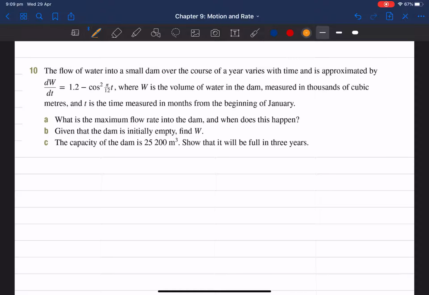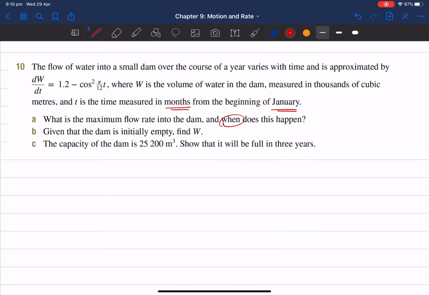Where W is the volume of water in the dam measured in thousands of cubic meters, and t is measured in months from the beginning of January. That's interesting, it's in months from the beginning of January. So that might ask us, oh yes, they do ask us when does this happen. If you see something like this, I can guess that the next part of the question will ask you for the time or the date.